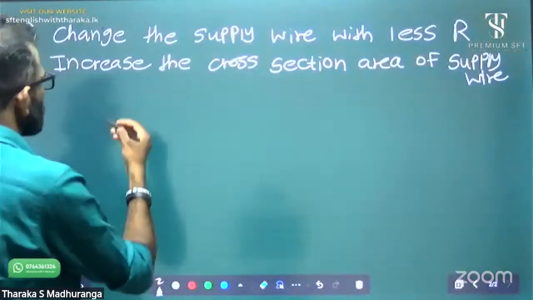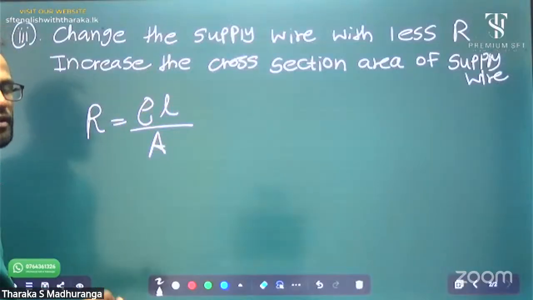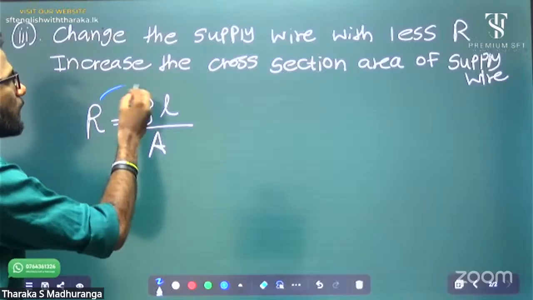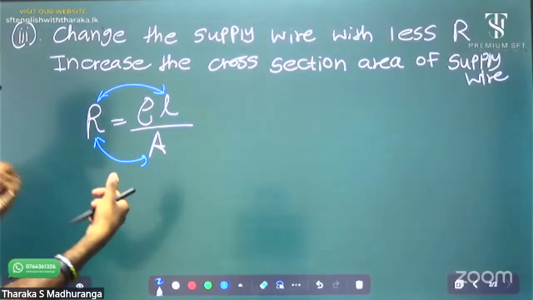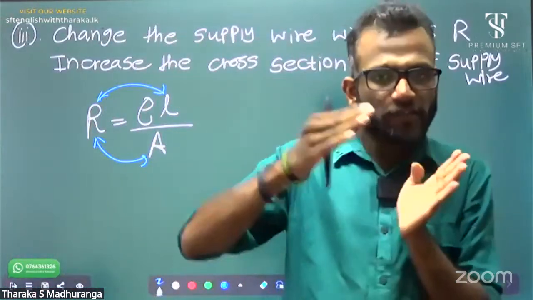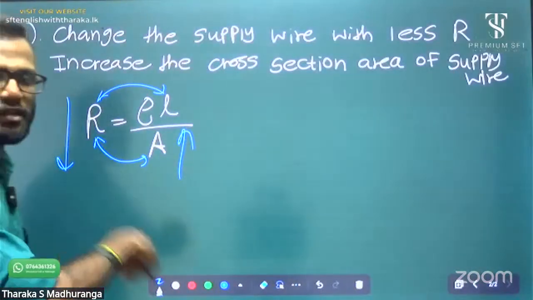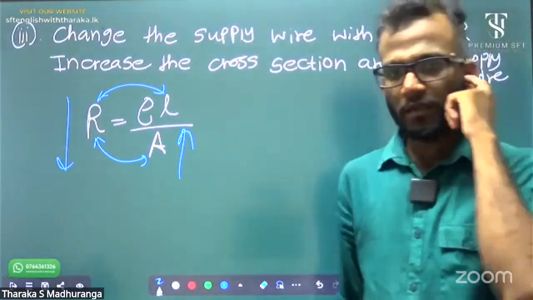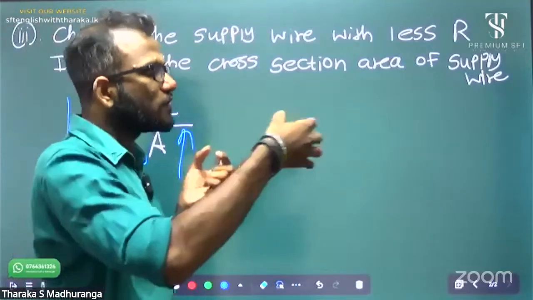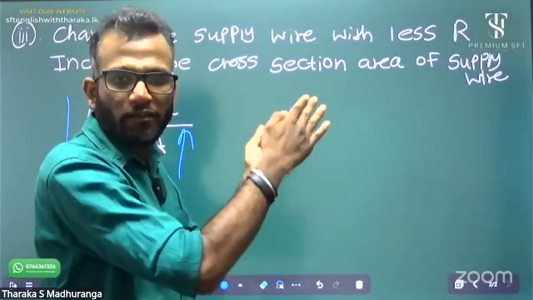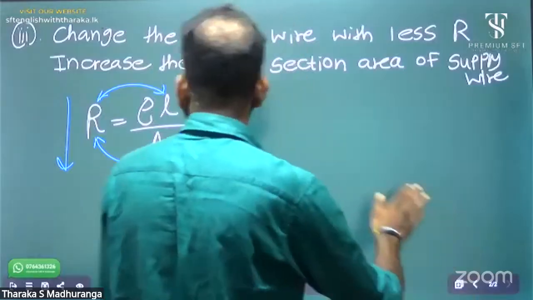Okay, I think you can remember R equals rho L over A. The resistance and length are directly proportional. The resistance and cross-section area are inversely proportional. Therefore, when you increase the cross-section area, the resistance decreases. Okay, both answers are correct. We can increase the thickness or cross-section area, or we can change the supply wire into a less resistance wire. Understood?